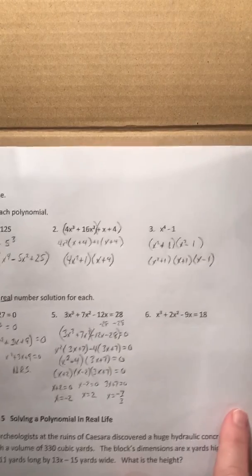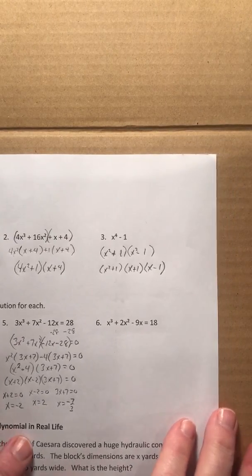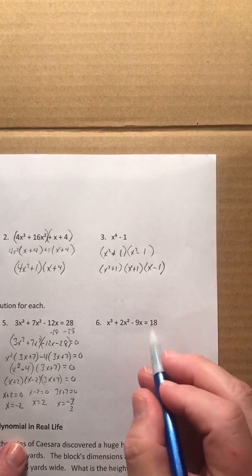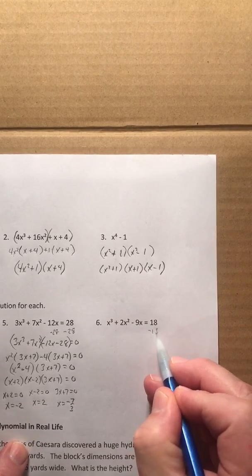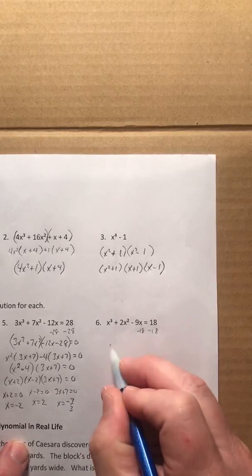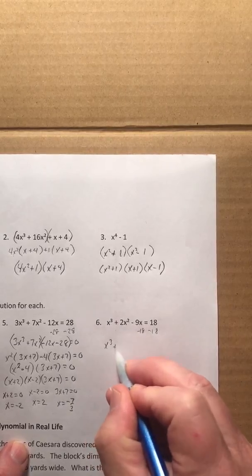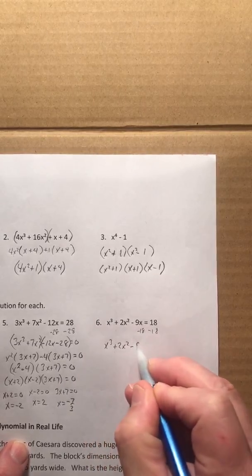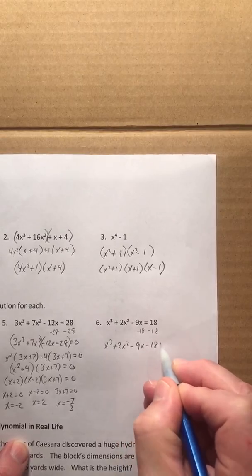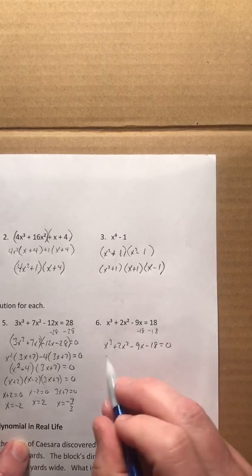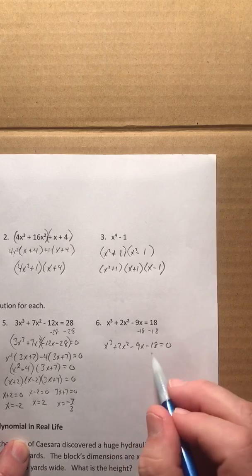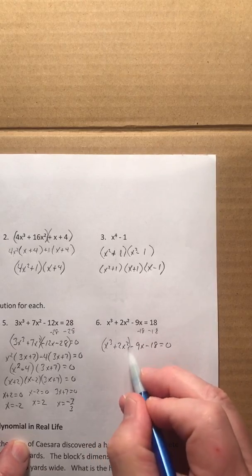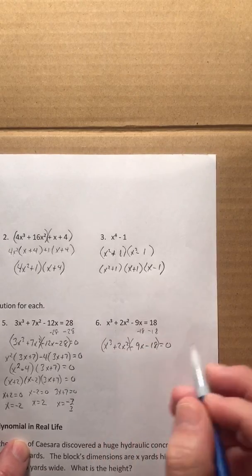All right, and then number 6. Again, we're going to get our 0, so we subtract the 18. We have x cubed plus 2x squared minus 9x minus 18 equals 0. And now we got 4 terms. So again, 4 terms we're going to factor by grouping. Group the first 2, group the back 2.